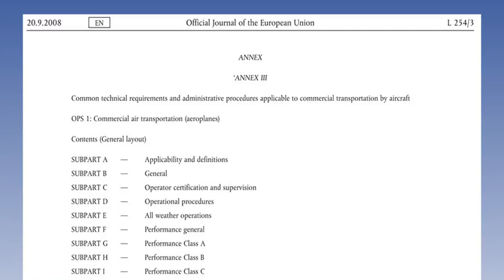These regulations came into force on July 16, 2008, and, as you can see, deal with common technical requirements and administrative procedures applicable to commercial transportation by aircraft. OPS 1 is the relevant part, as commercial air transportation, aeroplanes, is our subject of study. Scroll down the document to see its subject areas, that is, subparts A through S.